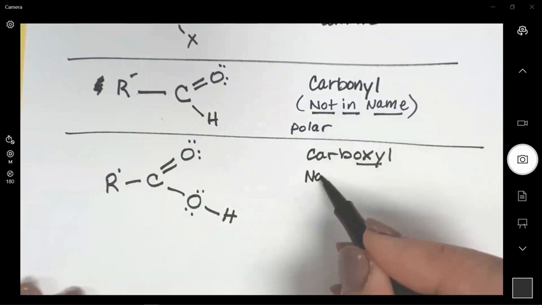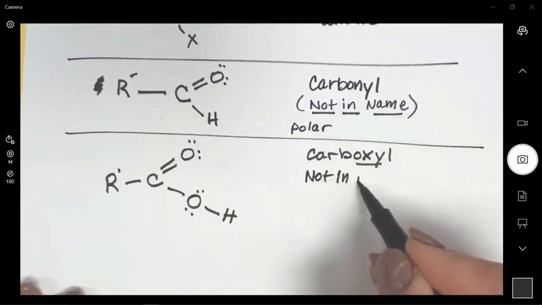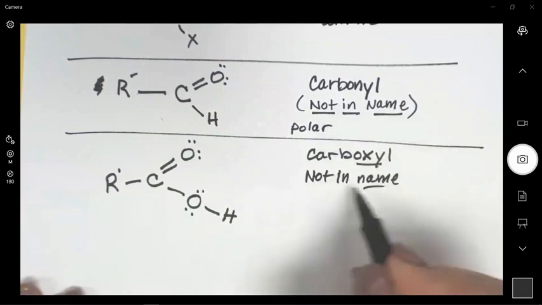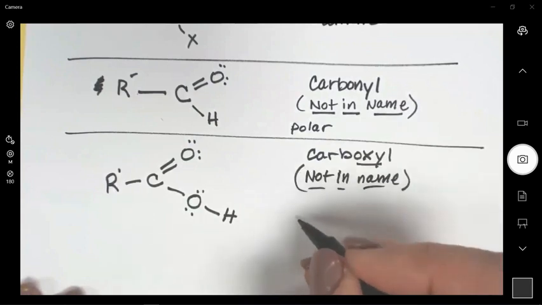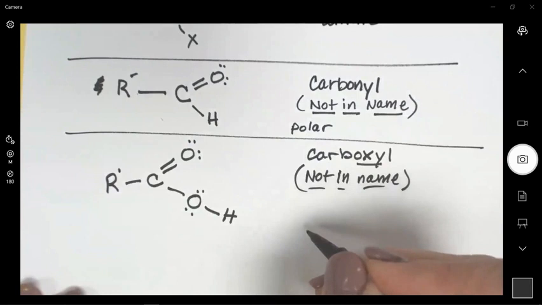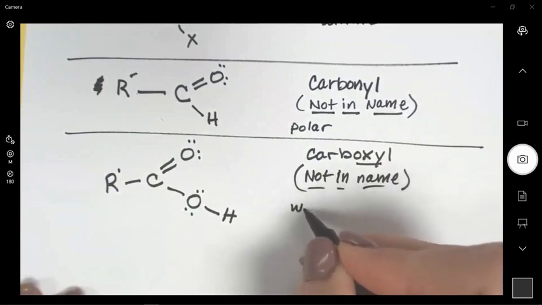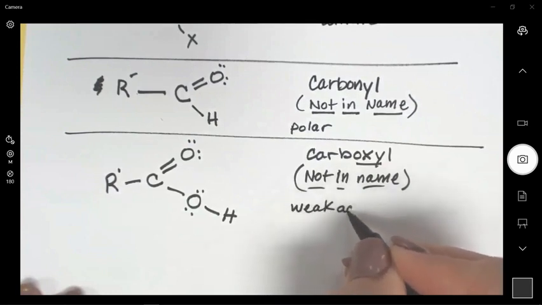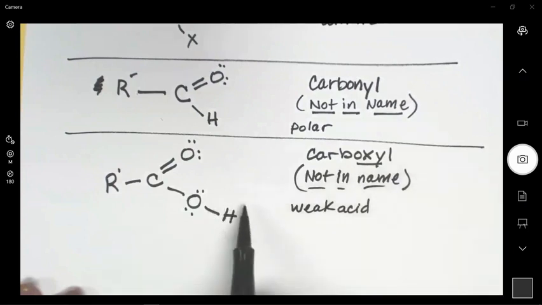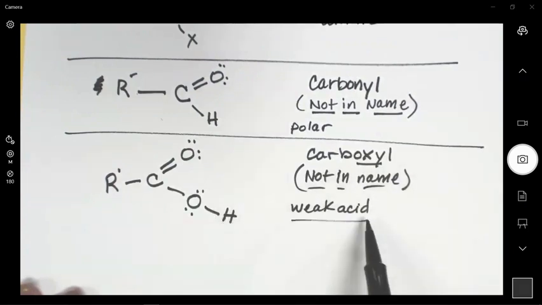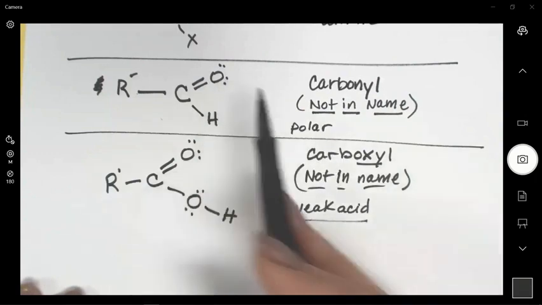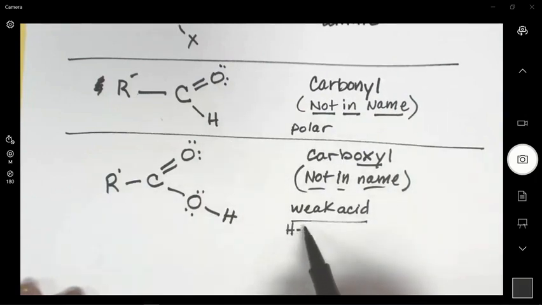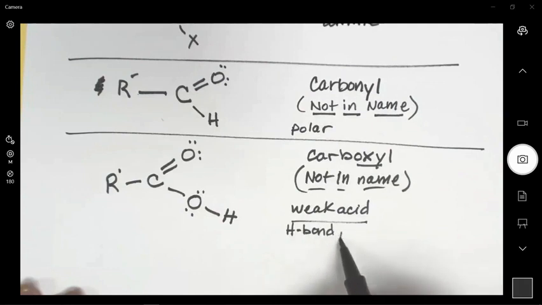Again, it's not part of the name at this level for you guys. But because of this, this guy is a weak acid because it can drop off this proton. And obviously this guy is polar, but this is hydrogen bond polar. So really polar.